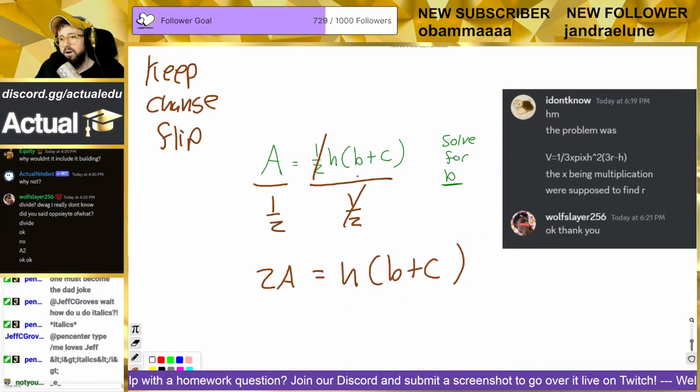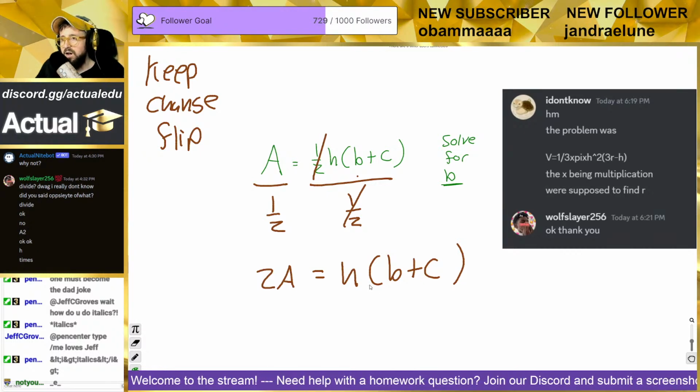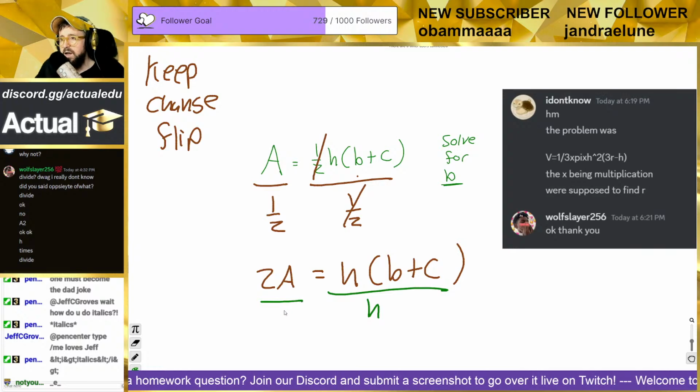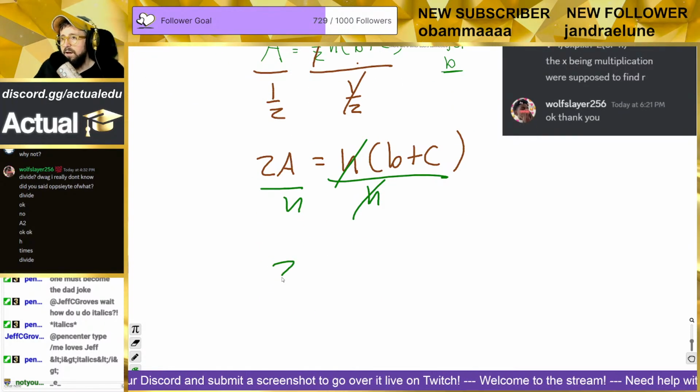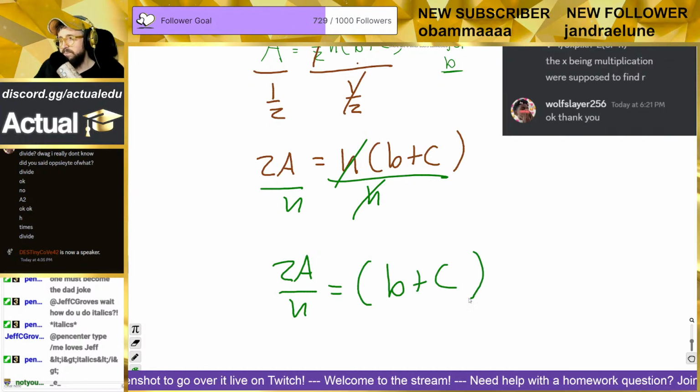We're still trying to get to the B here, right? What's outside the house trying to attack the B? What's happening? The H. What is the H trying to do? It's trying to times. What's the opposite of times? Divide. Right. So again, I'm just going to divide both sides by H. So this is going to go away. And then we're left with 2A over H is equal to B plus C.